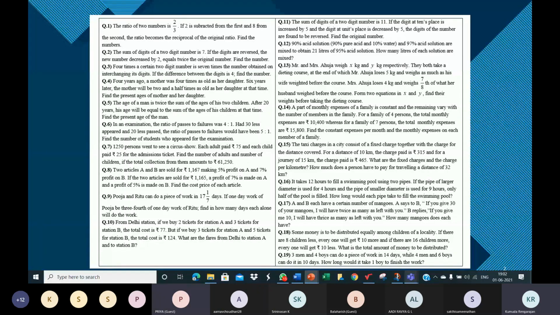Yes, next one? x minus 2 divided by y minus 8 equal to 3 by 2. Why? Because 2 is subtracted from the first number x, then 8 is subtracted from the second number y. So we have x minus 2 and y minus 8. Now the ratio is? Reciprocal, ma'am. So x minus 2 over y minus 8 is equal to 3 by 2.